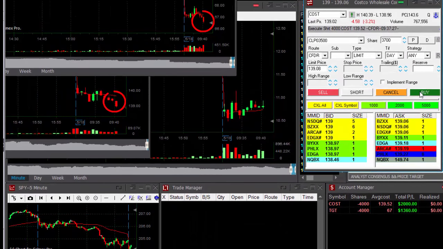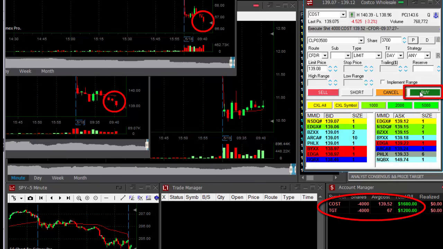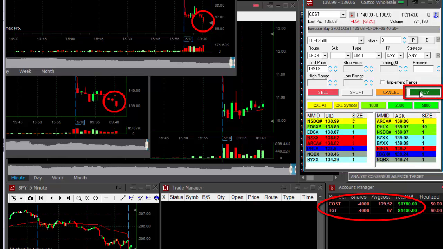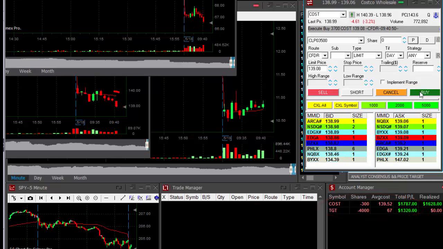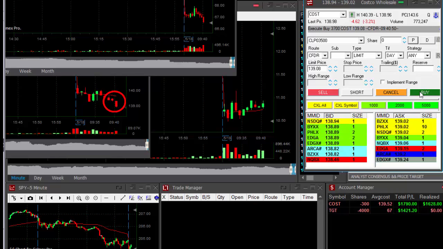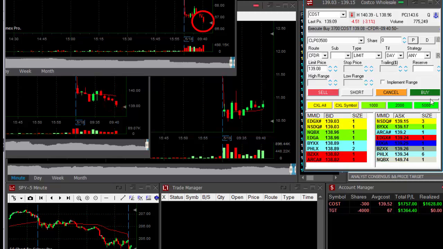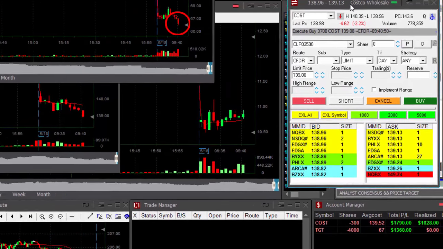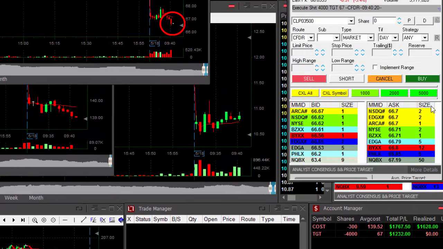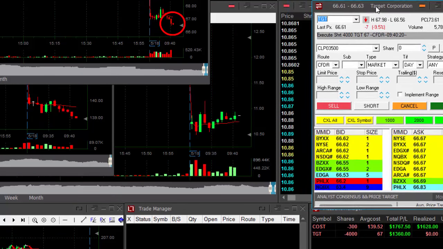Okay, both cost and TGT are doing good. Okay. Covering $3,700 in cost, $1,700. Watching TGT, any pullback I'll buy. I'll cover some of my shorts.